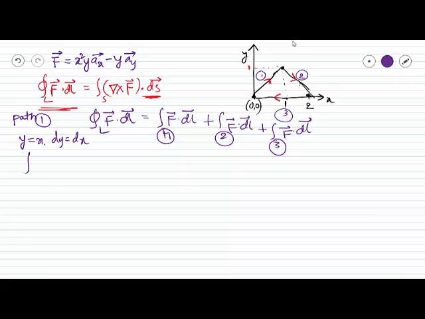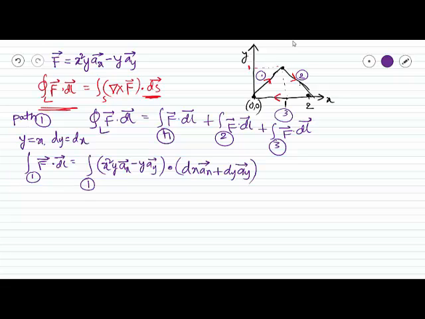So the integral over path 1 of F bar dot dL bar will be given by the integral over path 1 of x squared y ax bar minus y ay bar dot, as this path is varying in both x and y directions, I will write dx ax bar plus dy ay bar. Which is equal to the integral over path 1, ax dot ax is 1, ax dot ay is 0. Similarly ay dot ax is 0, ay dot ay is 1. So what I will get is x squared y dx minus y dy.